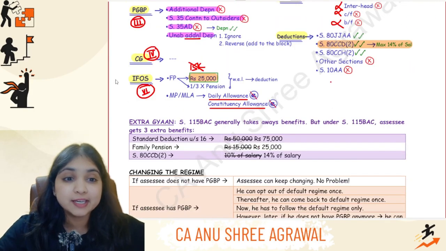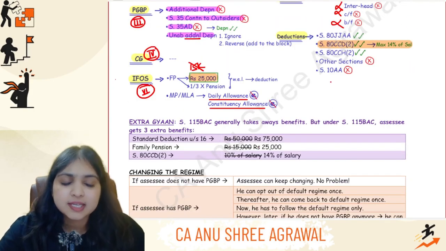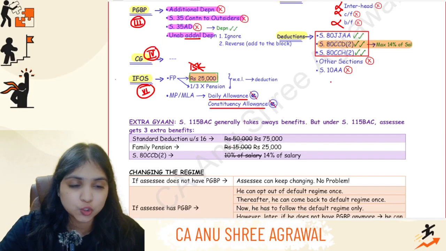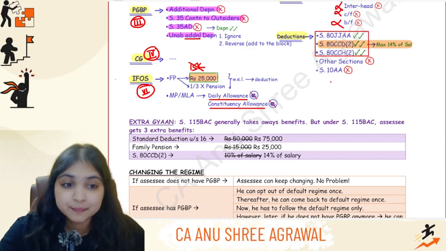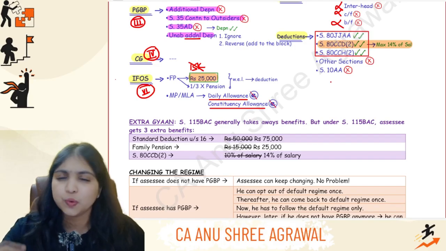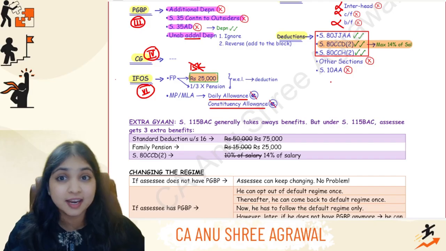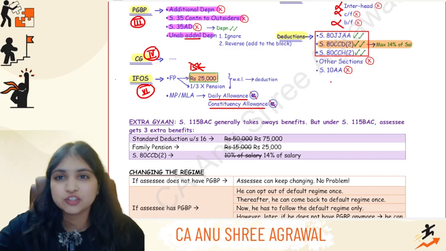Alright guys, and finally coming to chapter 6A, if the assessee is following 115BAC, chapter 6A generally we don't get. But 3 sections under chapter 6A we will still enjoy: section 80JJAA, 80CCD subsection 2 and 80CCH subsection 2. Other chapter 6A deductions you will not get. 80C, 80D, 80TTA, 80TTB, all those sections you will not get.